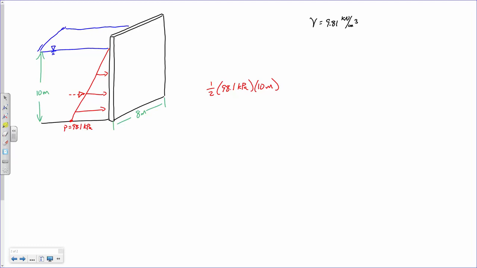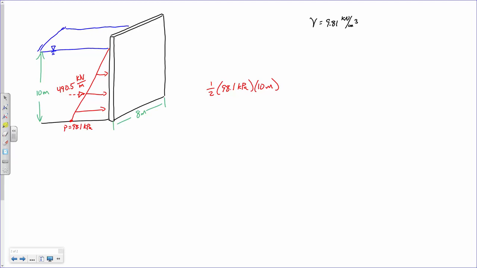What's that number about to be? Say it again. 490.5. What are the units? Kilonewtons per meter, right? So this water is exerting a force on this wall that's 490 kilonewtons per meter of the wall. Now I'm going to ask you again, how do I determine the total force on the wall?